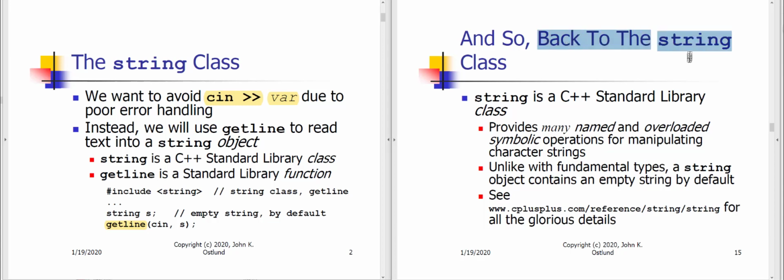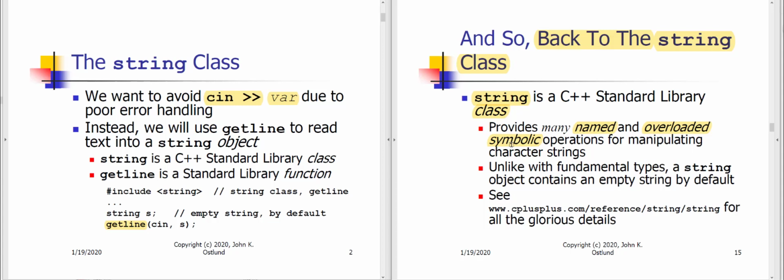So now that we know how to do relational tests, equality tests, and logical comparisons, we're ready to get back to the string class so that we can start working with and analyzing strings. So string is a standard class in the C++ standard library, and it provides both named and symbolic operators. For example, the plus symbol for string objects in C++ is concatenation, in the same way that the plus operator with str objects in Python is concatenation.